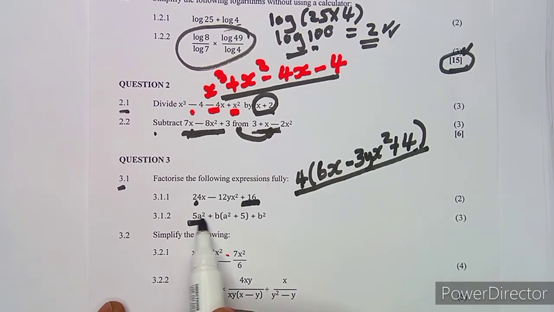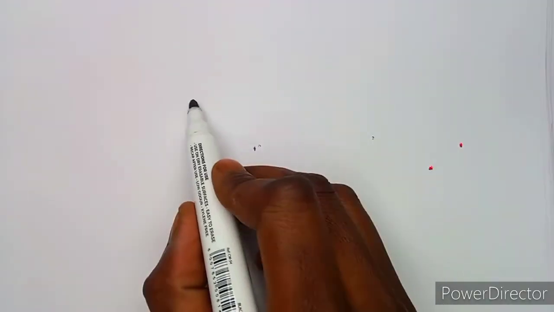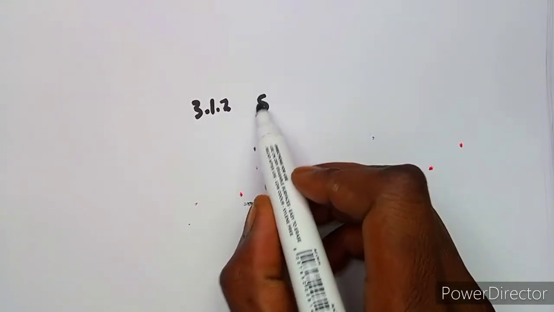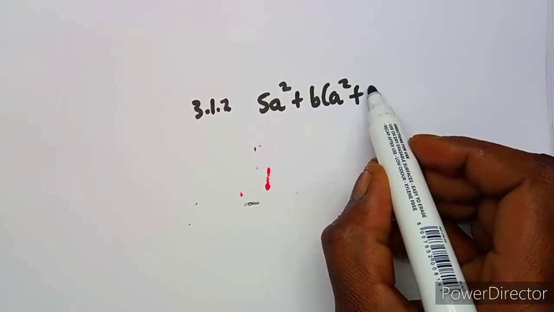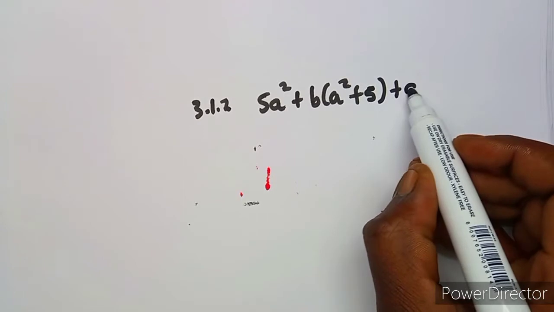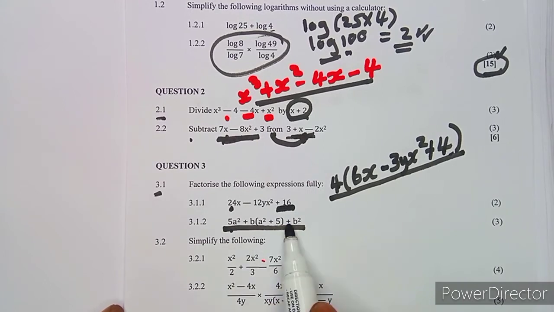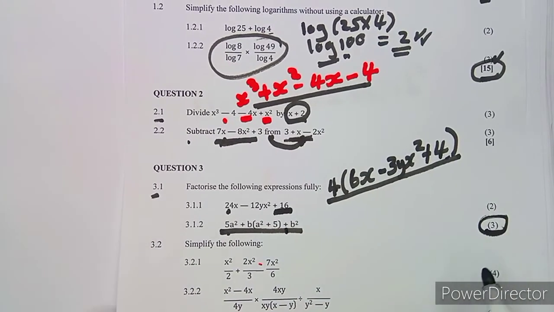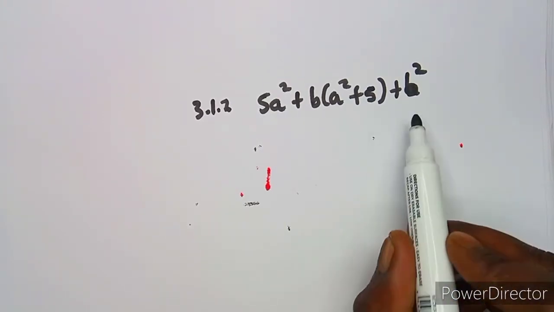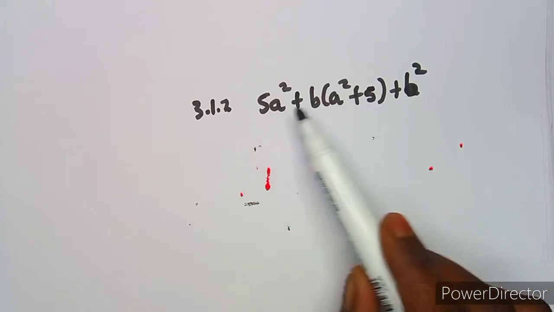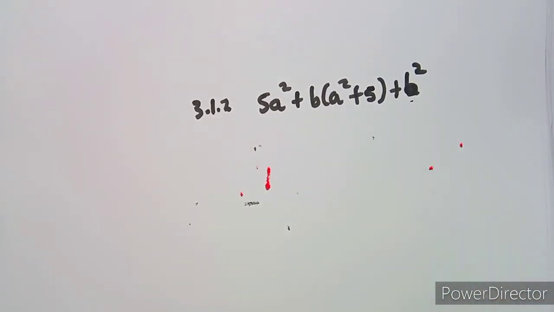All right, then on 3.12, let's just write it down. There we've got 5a squared plus b into a squared plus 5. So sometimes they can give us this type of expression where these two can be the same when you factor out, but in this case it's not the same. The bracket here, they've already factored out, but what is remaining outside of the bracket, there's nothing that is common. So which means we have to expand this bracket and go back to its original format.